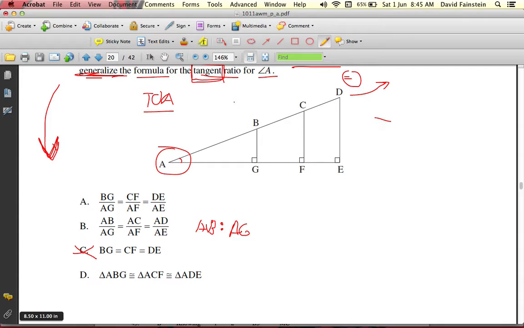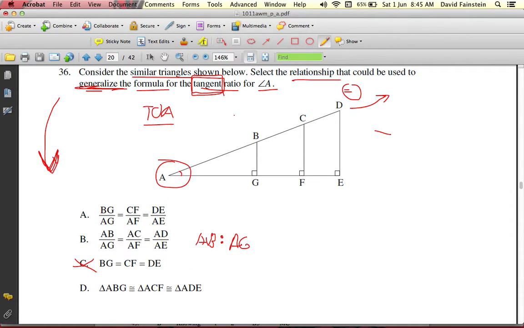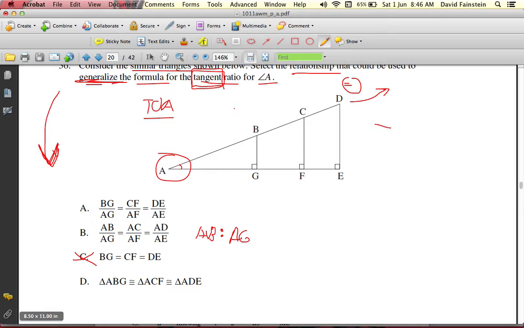Triangle ABG, similar triangle ACF, similar triangle ADE. Well, ABG, ACF, ADE. That looks about right to me, actually. So let's keep that one, let's put a little check mark by that guy, because that seems correct. The check mark doesn't mean that's the answer I'm choosing. It just seems correct. Okay.